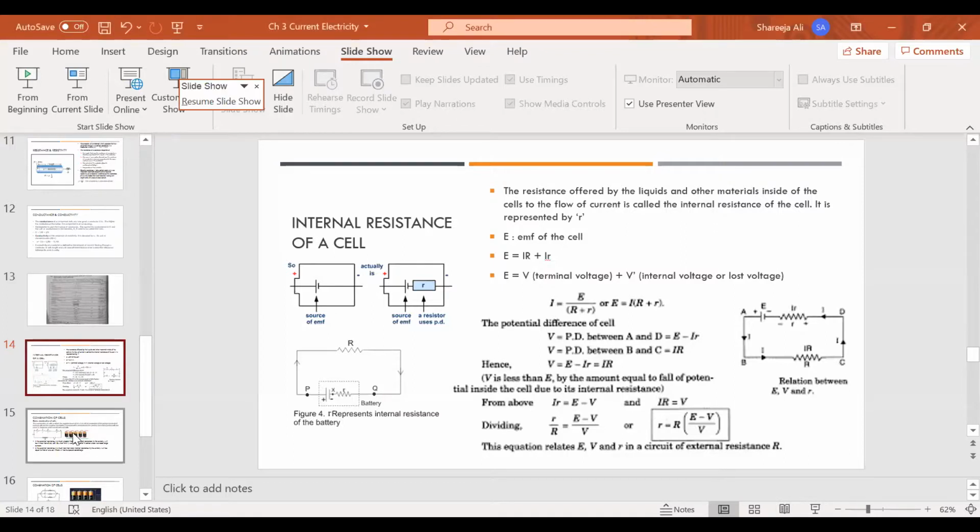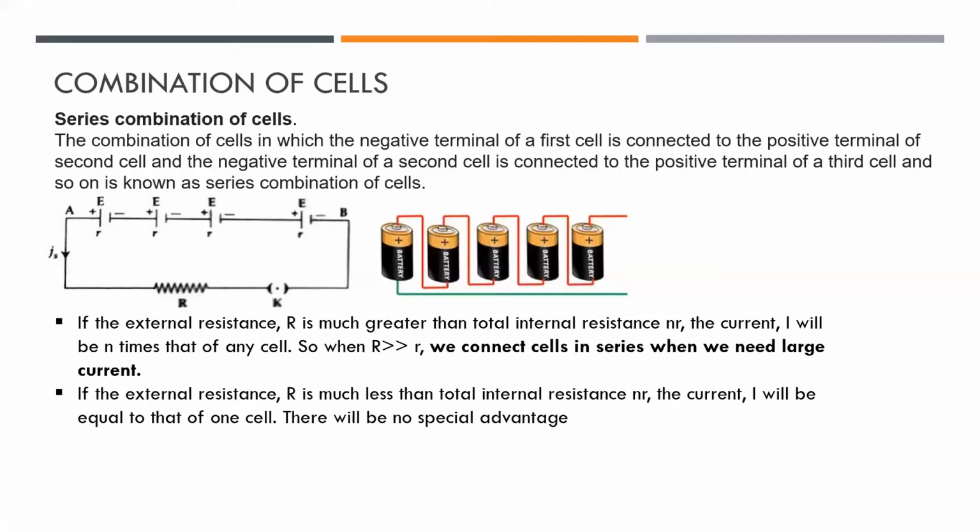So here we considered cells connected in series. Now, here I have told if the external resistance is much greater than the internal resistance, the current I will be n times that of any cell. So, we connect in series when we need large current. But if the external resistance is much less than the internal resistance, the current will be equal to that of one cell. There will be no special advantage. Is this point clear to you? Yes, teacher.